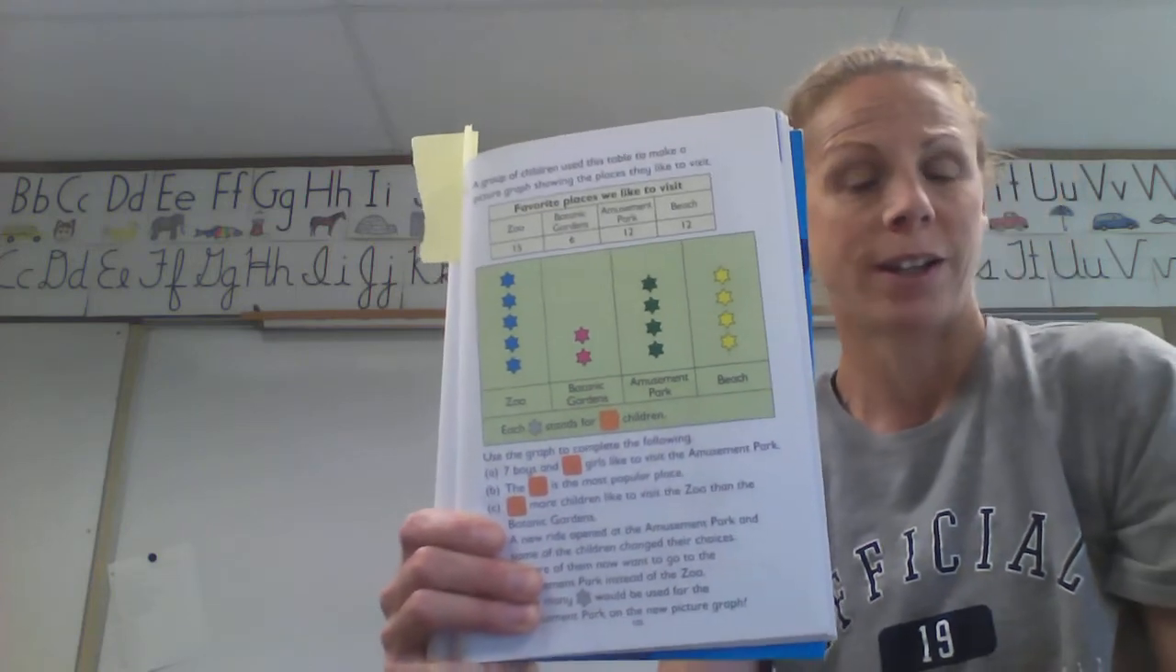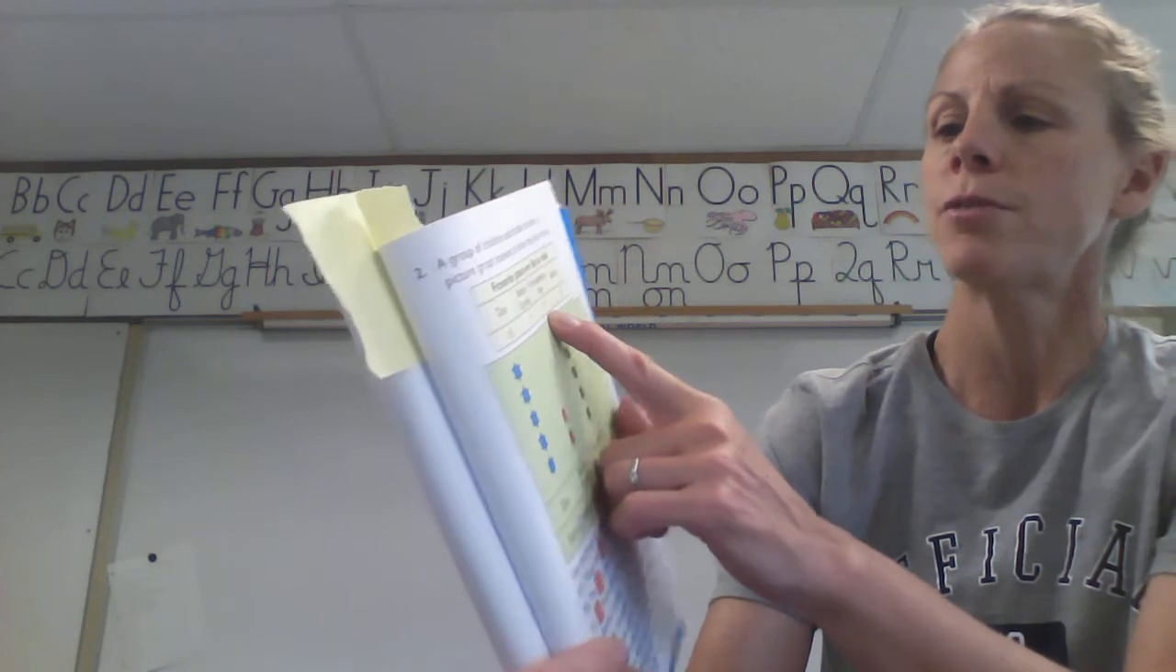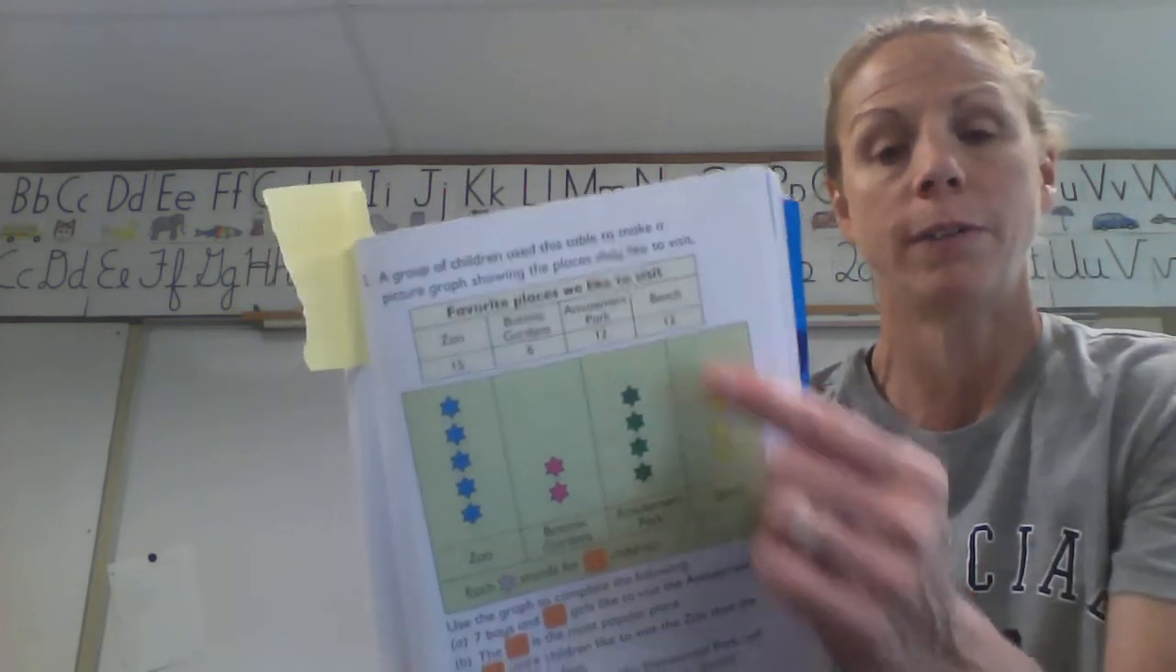This chart is about what kids chose for their favorite place to go. So 15 kids chose the zoo, 6 kids chose the gardens, 12 the amusement park, and 12 the beach. So we're looking at what the kids chose, but then we get here and each star stands for blank children. So we have to figure it out. Well, we know they're going to give us enough information. We just have to use our brains to figure it out.